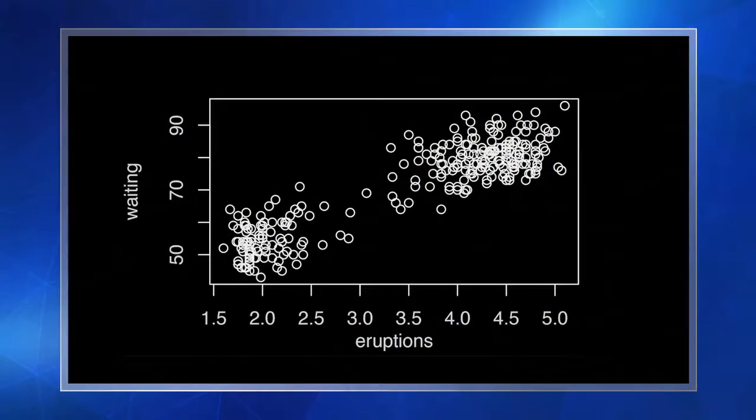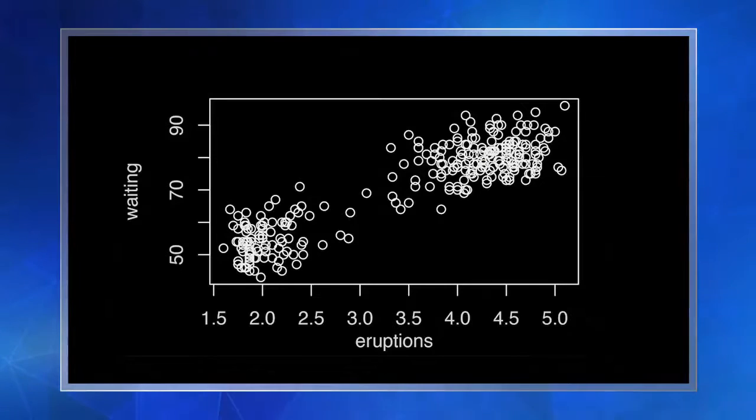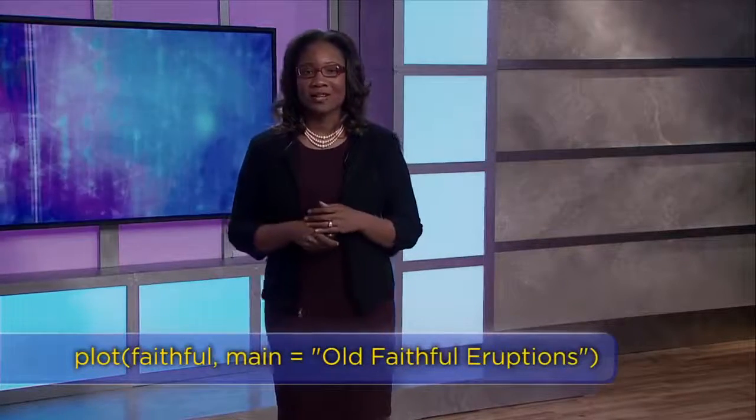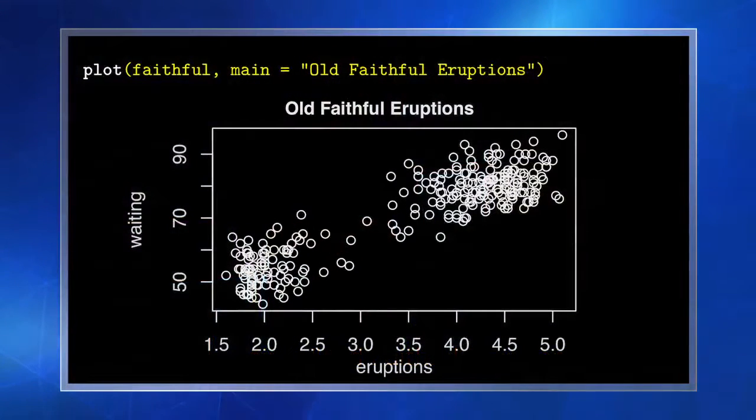Here you see the first plot of the Old Faithful data with eruptions on your x-axis and waiting on the y-axis. Doesn't really tell us much, but we know how to add a title to it, right? So let's do that now. Let's set main equal to "Old Faithful eruptions" in quotation marks. Here's our updated plot. It looks a little nicer.